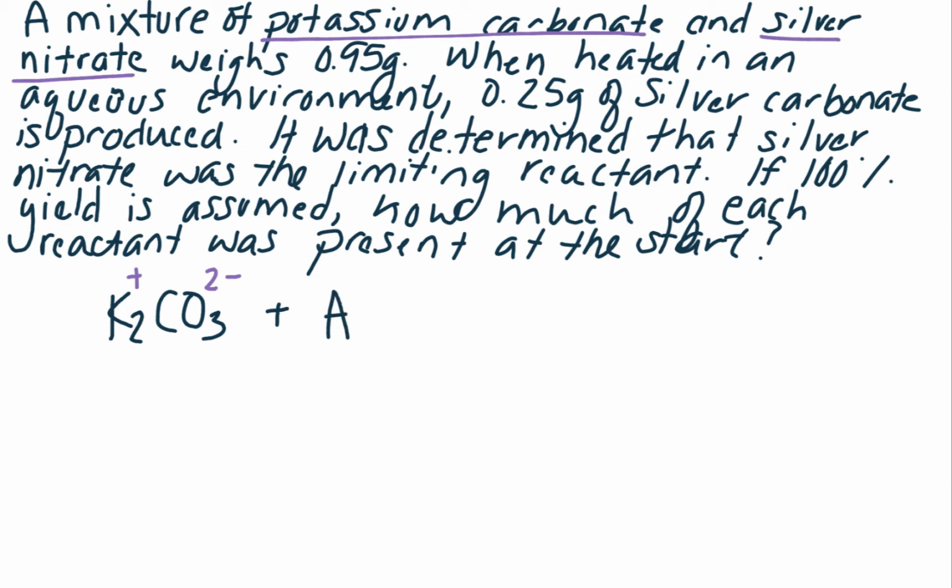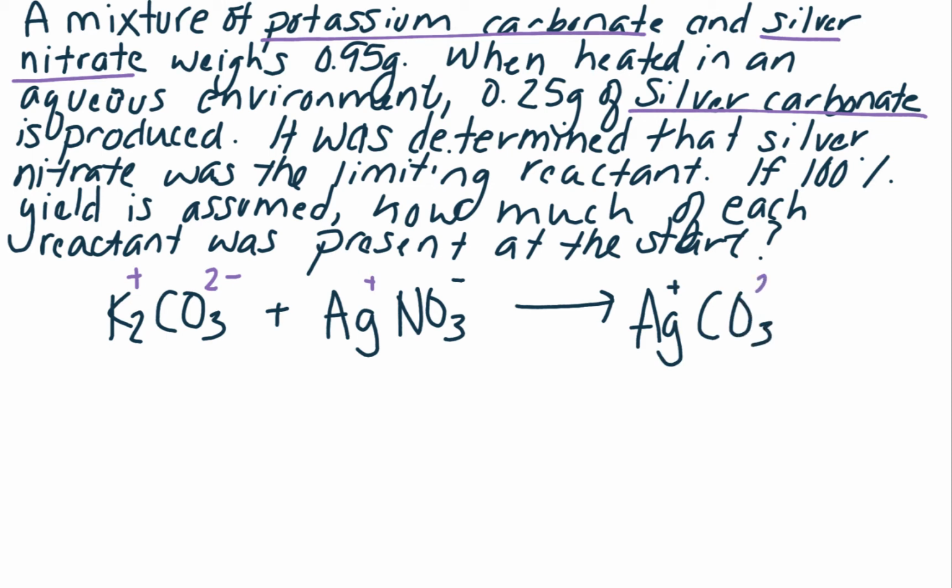So silver is one of those weird transition metals that always has a +1 charge. Nitrate has a -1 charge. When these are mixed together, they'll do a double replacement reaction. We haven't talked about this yet, but we know from the question that silver carbonate is produced. From the nomenclature, we can say, okay, silver has a +1 charge and carbonate has a -2 charge. So that means we need 2 silver ions to cancel out the carbonate. I'm going to give you the other product here, but starting next week, you'll be able to predict this yourself.